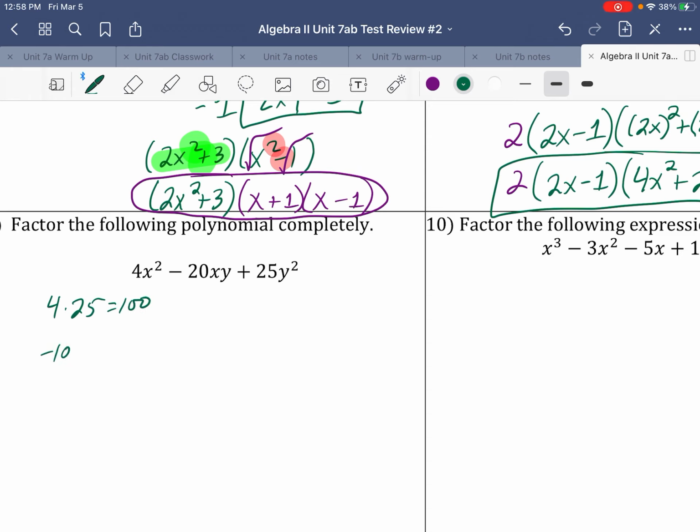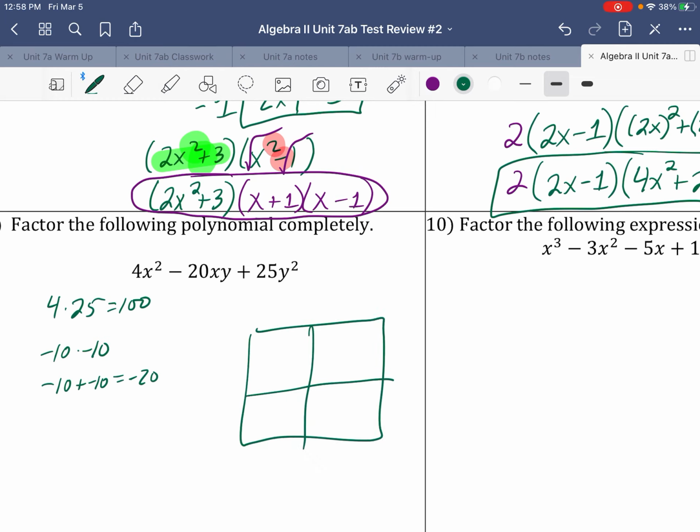And what two numbers multiply to 100 that would add up to negative 20? Well, there you go, negative 10 and negative 10. Put this into the Punnett Square. Ooh, that's a big Punnett Square.